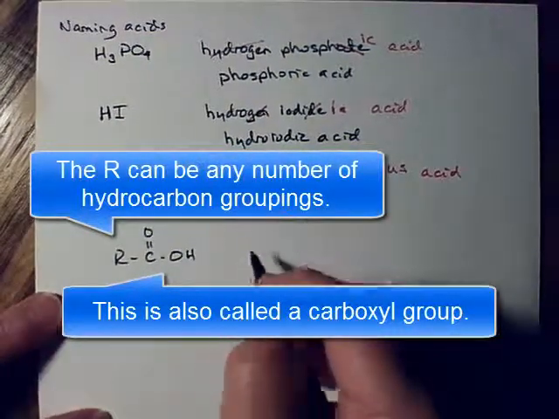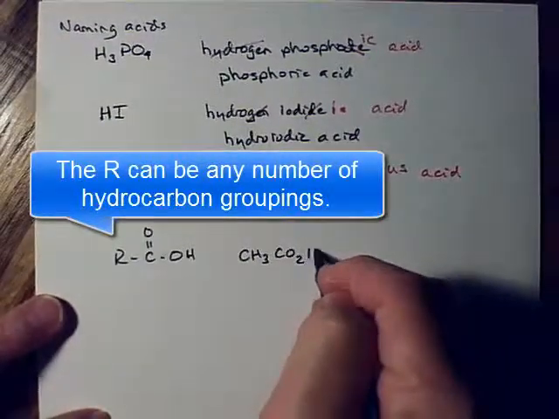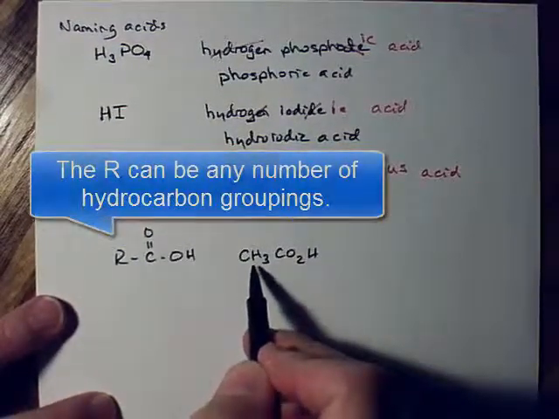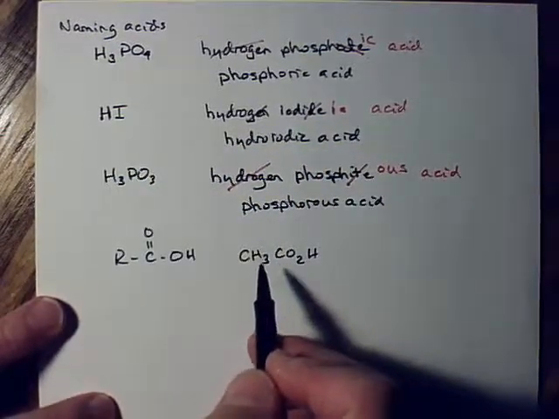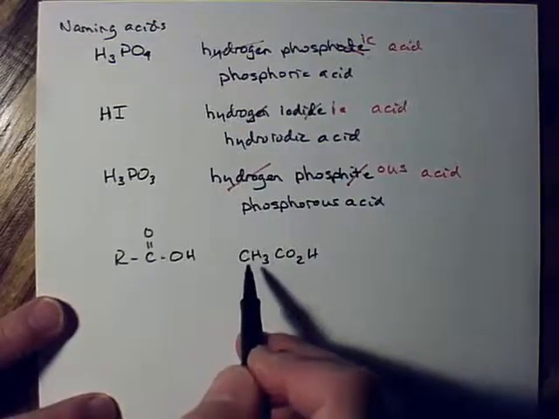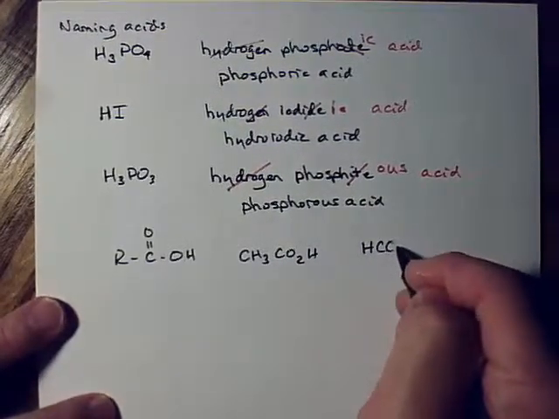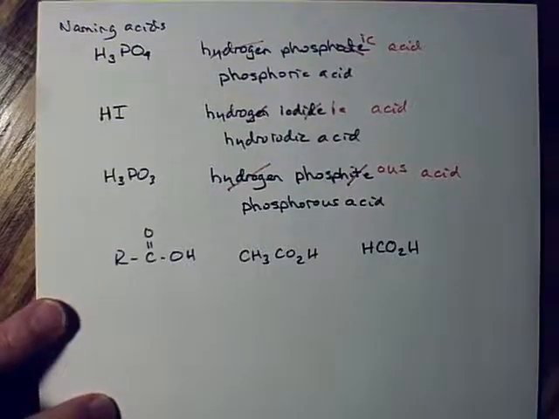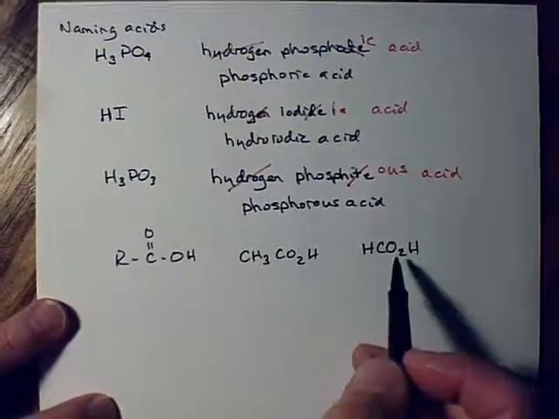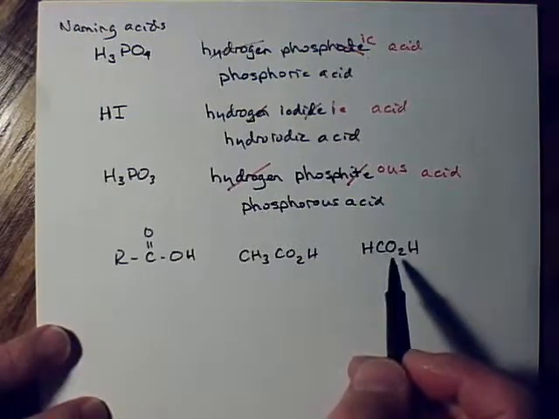If I have CH3, then CO2H, that's two carbons, ethanoic acid. If I do have this, well, that is methanoic acid, one carbon in the chain. And this is also called, more commonly, formic acid, and that's what ants sting you with.